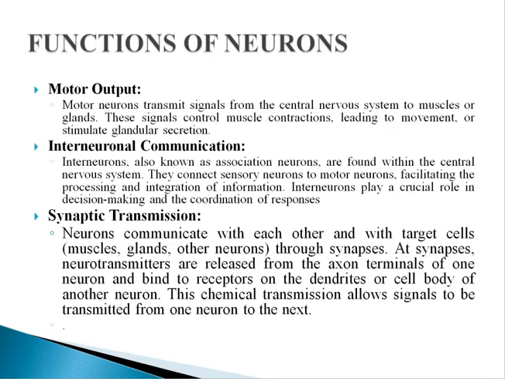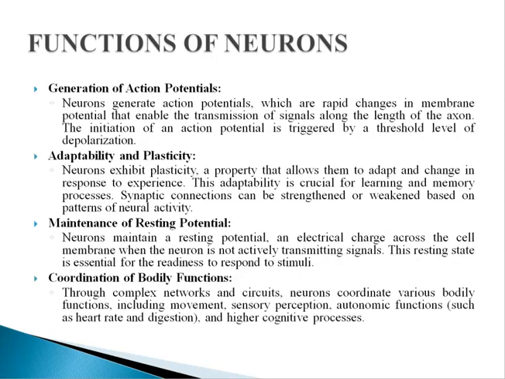The next is the synaptic transmission. Neurons communicate with each other and with the target cells, that is the muscles, glands and other neurons, through synapses. At synapses, neurotransmitters are released from the axonal terminals of one neuron and bind to the receptors on the dendrites of another neuron. This chemical transmission allows the signal to be transmitted from one neuron to the next.